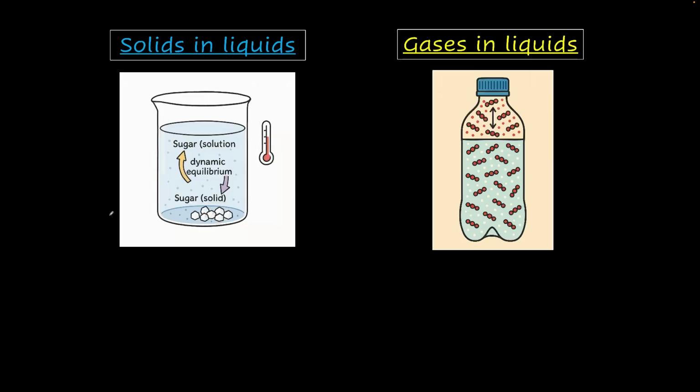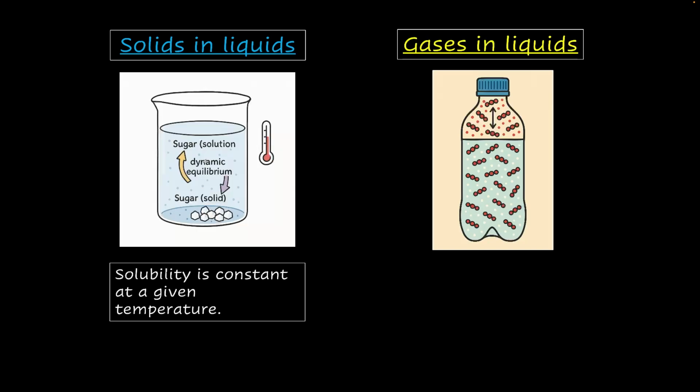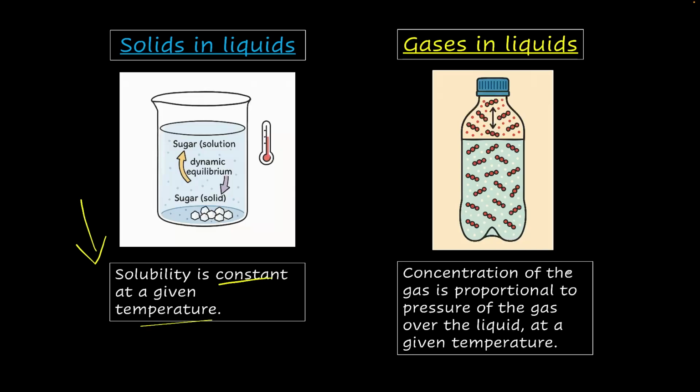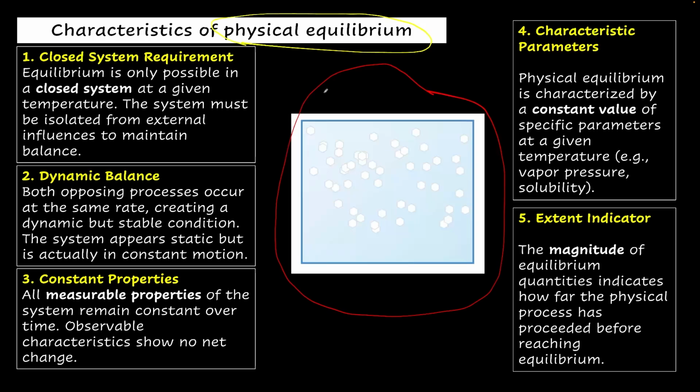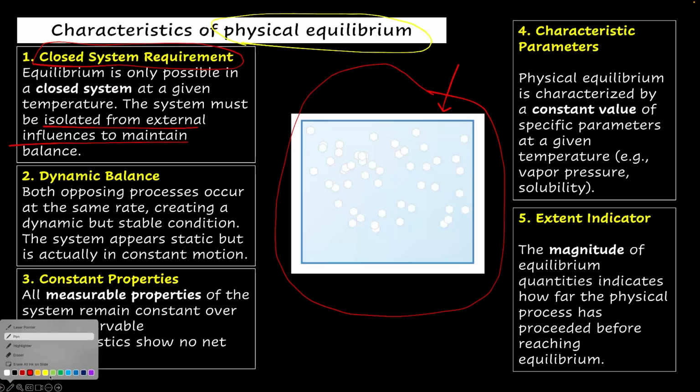So we learned about two things, solids in liquids and gases in liquids. In solids, we know that the solubility is constant at a given temperature. In gases, we see that the concentration of gas in the liquid is proportional to the pressure of the gas at a given temperature. So overall, in physical equilibrium, we've observed 5 characteristics that we can summarize. If we take any physical equilibrium example, like the sugar solution, the first requirement is that we need a closed system. There should not be any external influence on the system, and the system should be completely isolated from external influences to maintain the equilibrium. All this we're talking about is when the equilibrium is achieved.